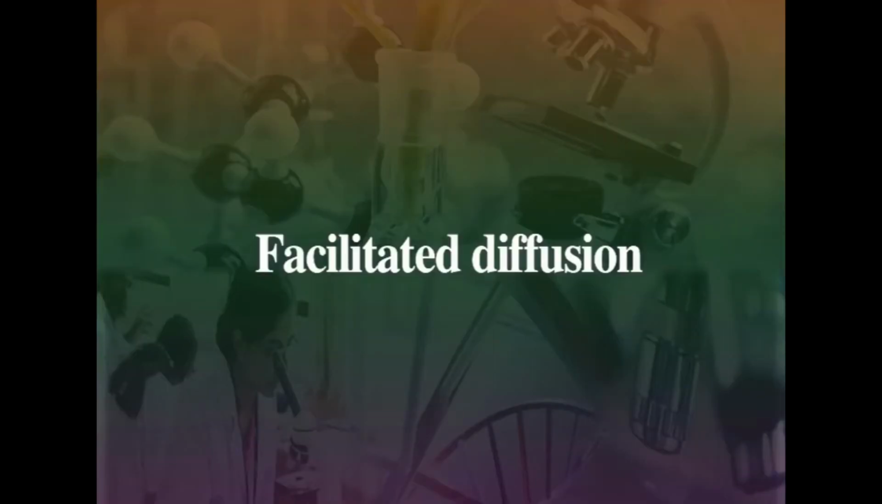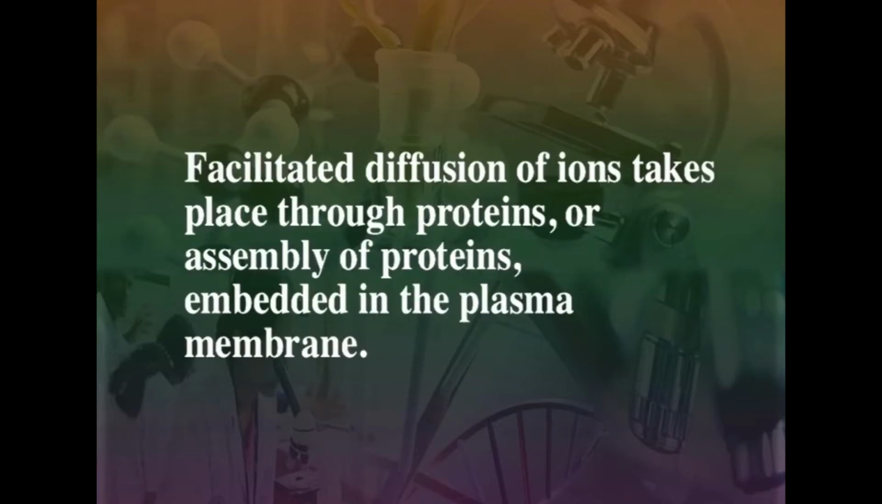Now, next we are going to discuss facilitated diffusion. Facilitated diffusion of ions takes place through proteins or assembly of proteins embedded in the plasma membrane. That means through a protein or a group of proteins which are present or embedded in the plasma membrane. These transmembrane proteins form a water filled channel through which the ion can pass down its concentration gradient.